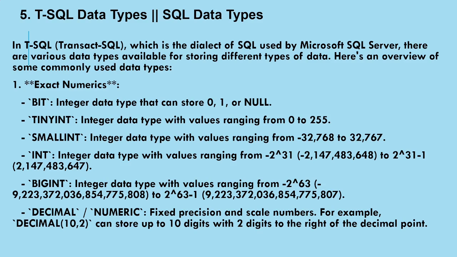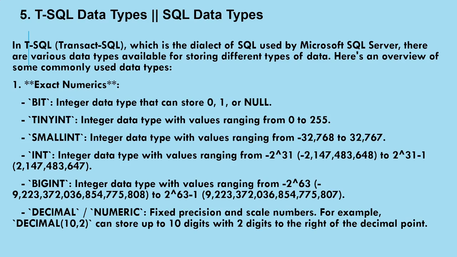So, exact numerics. Bit is an integer data type that can store 0, 1 or null. So bit can allow 0, 1 or null values. Tinyint is an integer data type with values ranging from 0 to 255. So if we mention tinyint while creating the table, it will allow the values 0 to 255 only. If it goes beyond 255, it will give an arithmetic overflow error, as for all integer columns. Smallint also gives the same error.